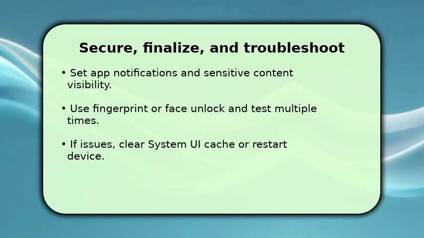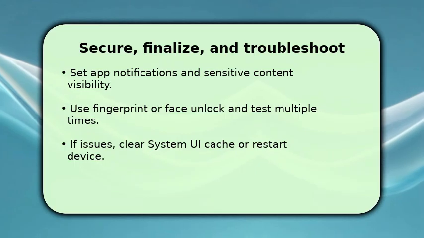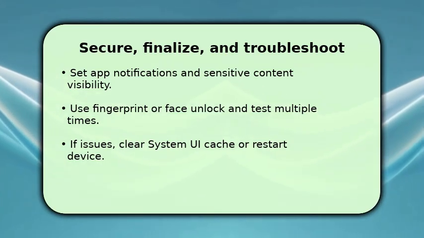If the lock screen misbehaves, clear the system UI cache or restart the phone. If still broken, revoke recent widget permissions or reset lock screen settings and redo the steps.